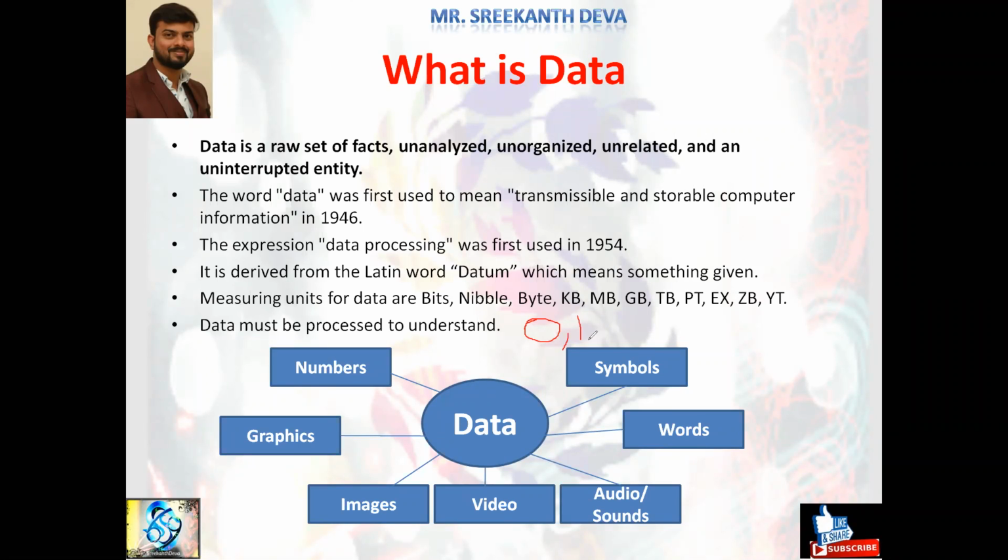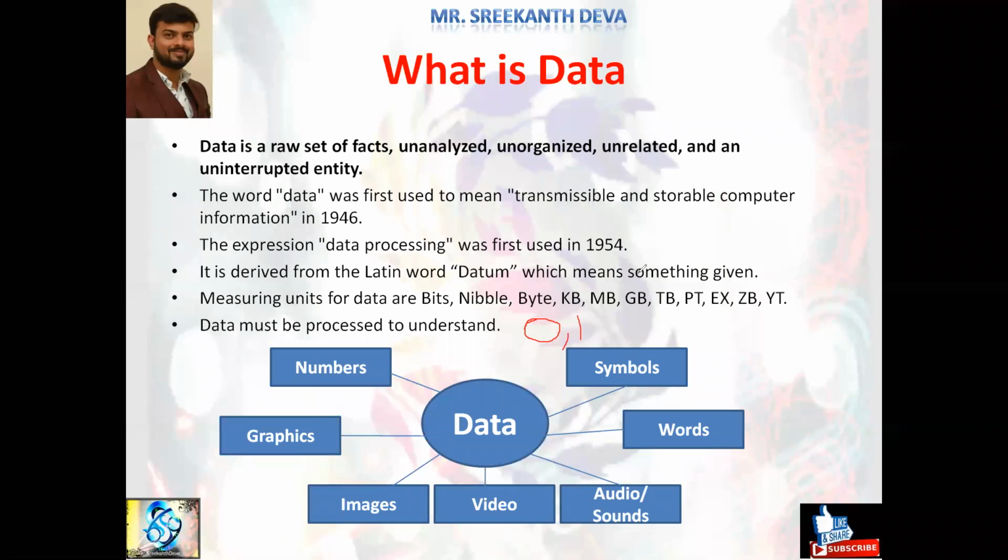1024 terabytes represents 1 petabyte. 1024 petabytes represents what? 1 exabyte. 1024 exabytes represents 1 zettabyte. 1024 zettabytes represents 1 yottabyte. But at present in the market, the familiar data measuring units we are using are up to terabytes.